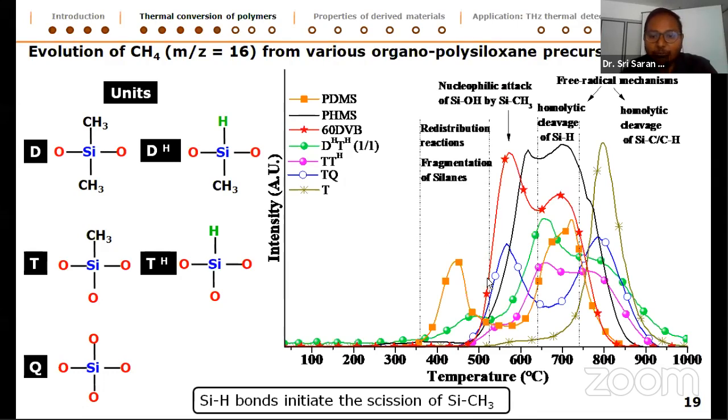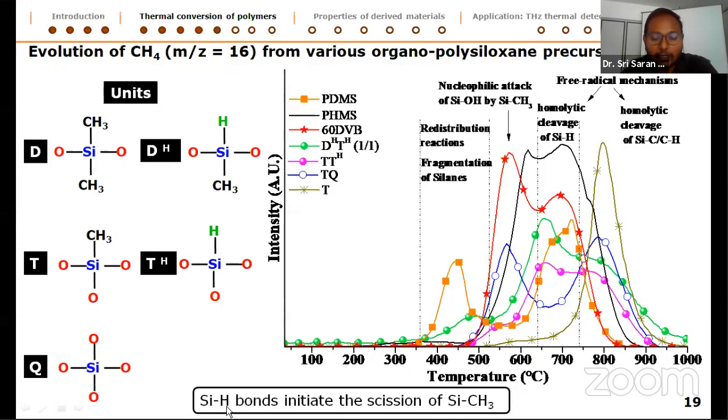So, we only followed the m/z 16, that is methane, and you are able to see here with the different precursors which reaction occurs. So, for example, the main message that I want to convey from here, I'm not going very deep into this subject. You can always refer to the publication of my supervisor, and she is an expert in this kind of comparison.